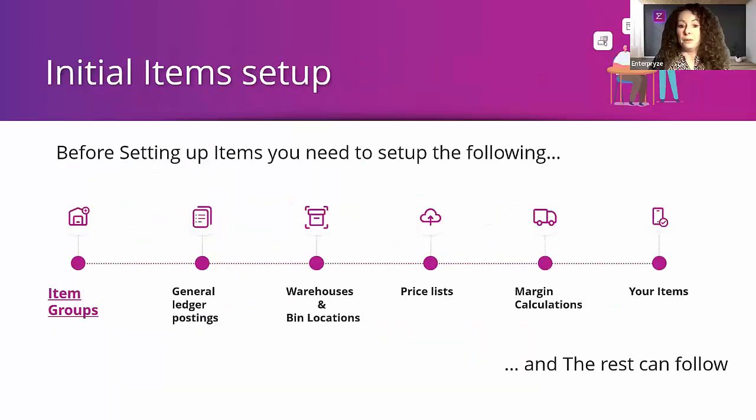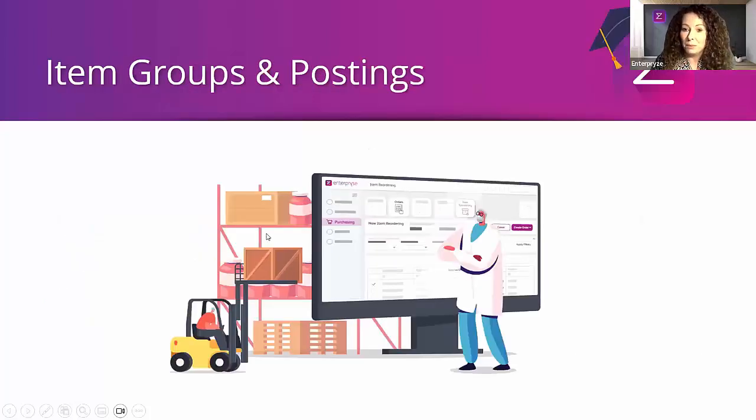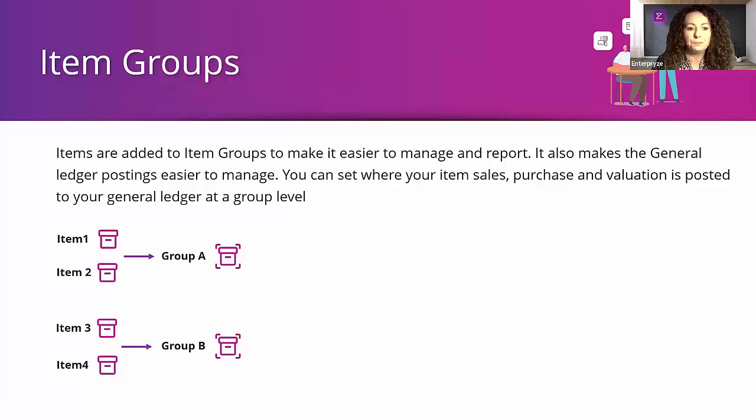So, initial setup. There are lots of different things that you can set up before implementing the stock system. We'll just kick off here with item groups, and of course everything else can follow as you go through it, but just to give you an overview of what all the different elements are. When we look at item groups, we'll also look at the postings for the item groups as well. Why do we use item groups?